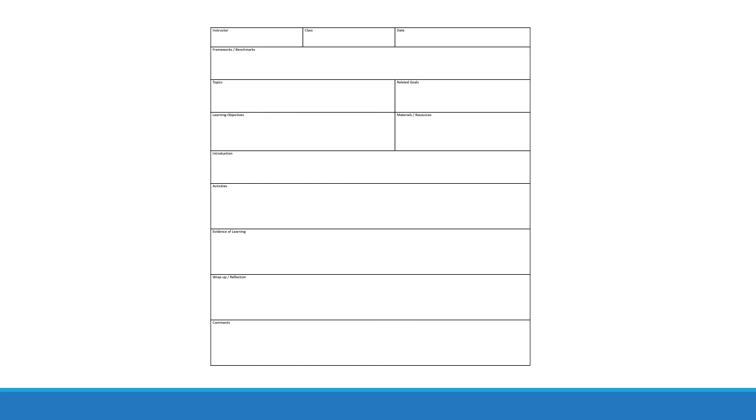Here you can see a sample lesson planning form that may be helpful when you craft your future lessons.